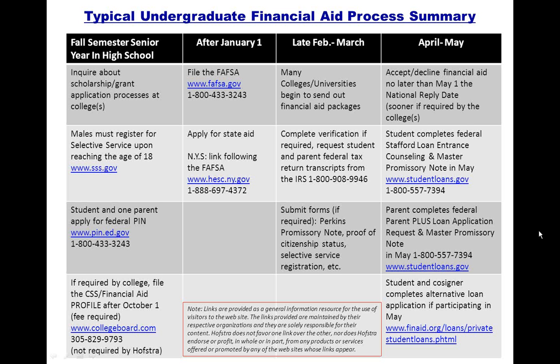Males, upon reaching the age of 18, must register for Selective Service. Dependent students and one parent apply for a federal PIN. That's the personal identification number that they'll be filing the FAFSA with, as well as filing for any of the direct loan programs, the Stafford Loans or the Parent Loan. And if required by the particular college the student's applying to, they would file the PROFILE application. And again, there is a fee required for this.